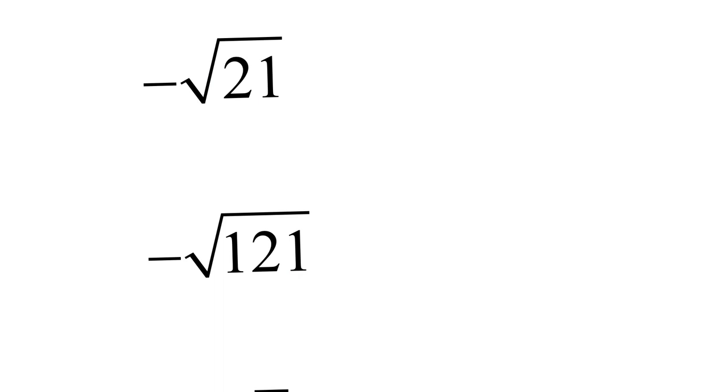Now this one here is a little bit tricky, the next 2 square roots, because you see a negative outside of the square root. So let me explain what that is. Okay, we talk about imaginary numbers, we talk about real numbers.